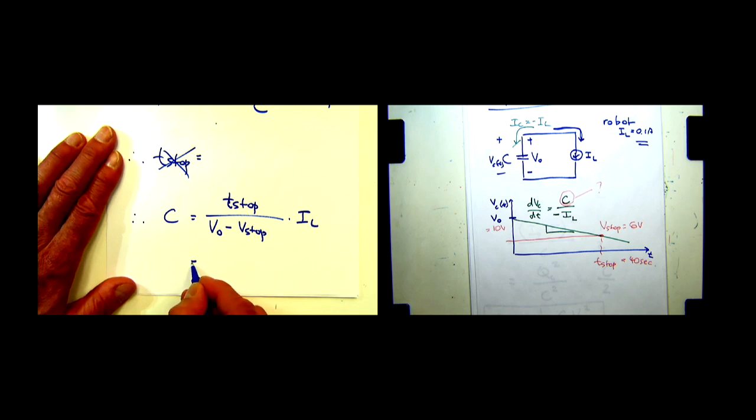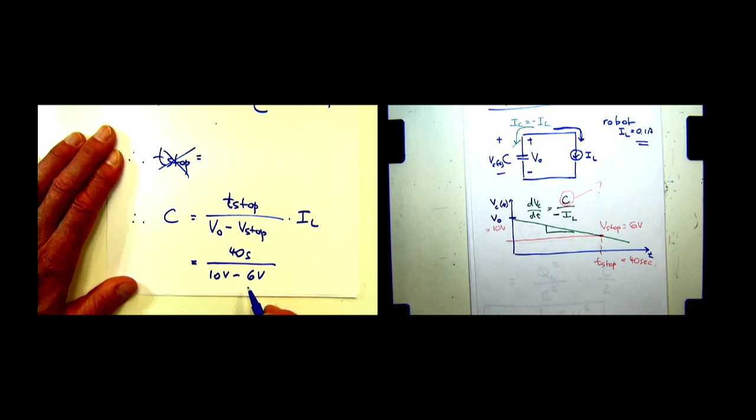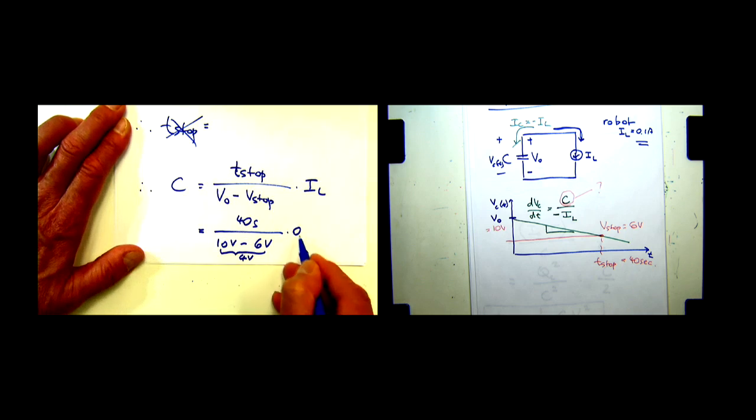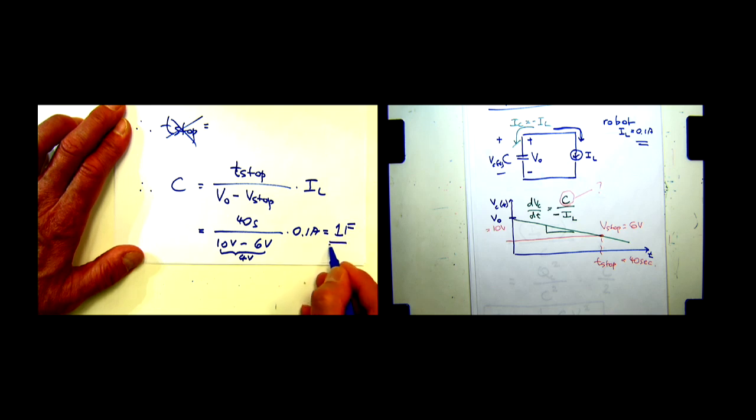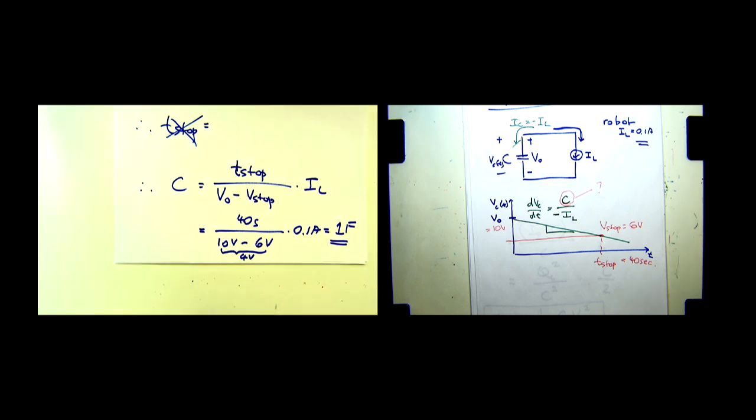Okay, so T stop was 40 seconds. We want to run this for 40 seconds. V0 was 10 volts minus V stop was 6 volts, so that's 4 volts. And IL was 0.1 amps. So this comes out to be 1 farad. Okay, we need a 1 farad capacitor.